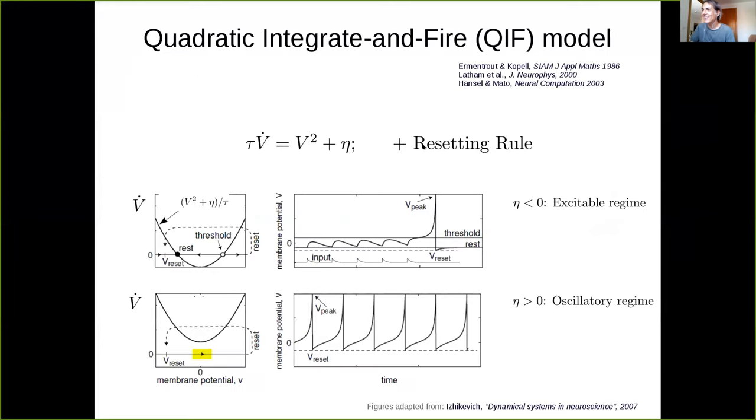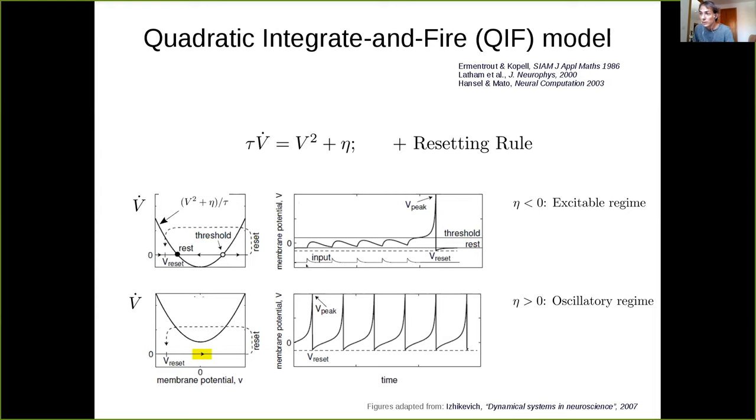But sorry. Okay. Let me start with the quadratic integrate-and-fire model. This is the definition of this model. It's a first order differential equation, which describes the evolution of the membrane potential of a neuron. This eta represents some external current that this neuron is receiving, and this function is parabolic, so you see here the parabola. When eta is negative, this function has two zeros. One of them is a stable fixed point, and the other one is an unstable fixed point. This represents the resting state of the cell, and this represents the excitability threshold of the cell.